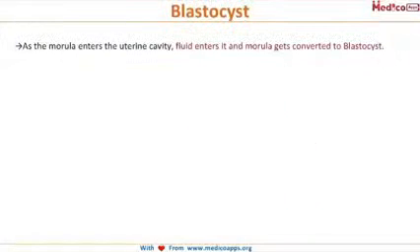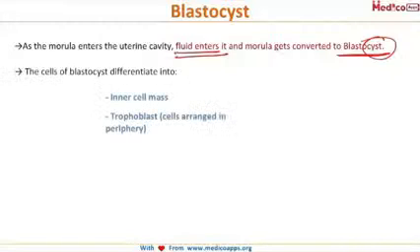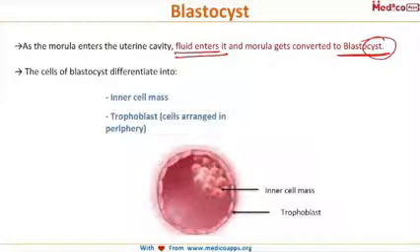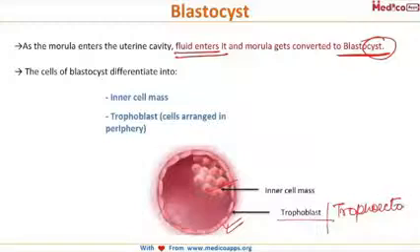Now I'll give you a brief idea about the blastocyst. As I told you, when the morula enters the uterine cavity, it is covered by a film of mucus. Fluid passes through the canaliculi of the zona pellucida and enters the morula, separating its cells, leading to the formation of blastocyst. Cyst because when fluid enters, it becomes a cyst. Now the cells of the blastocyst differentiate into the inner cell mass and the peripherally arranged cells, which is called trophoblast or trophoectoderm, one and the same thing. Now it is this blastocyst which gets implanted.